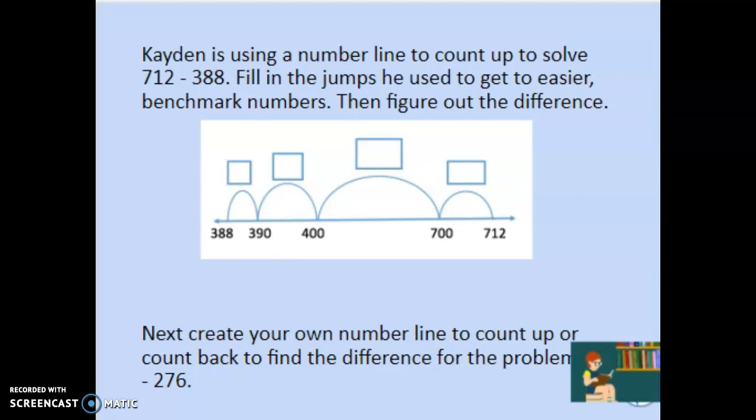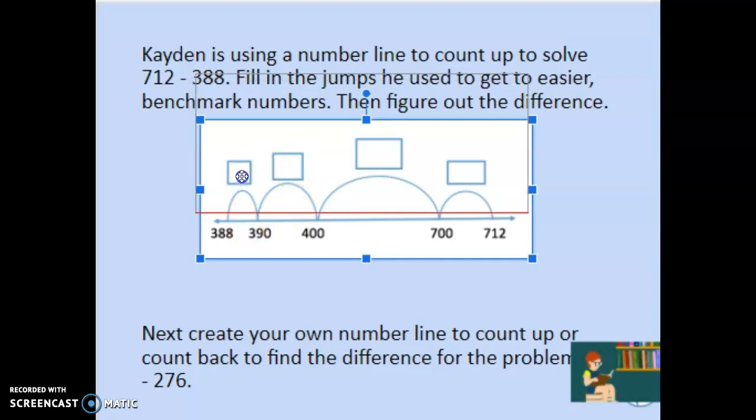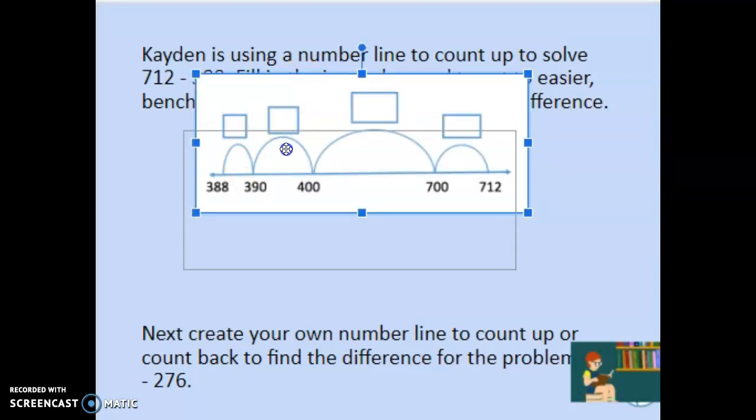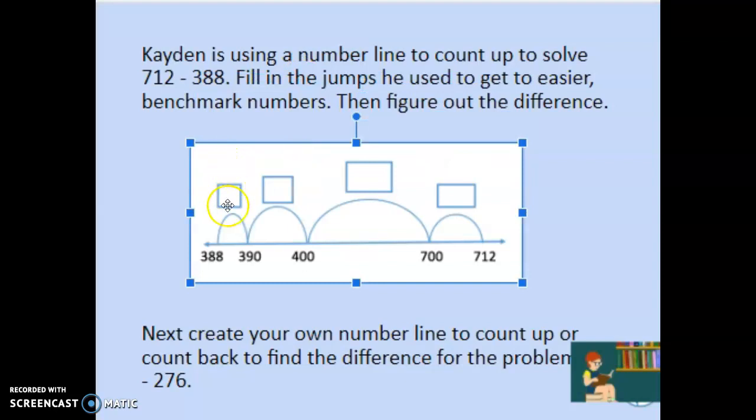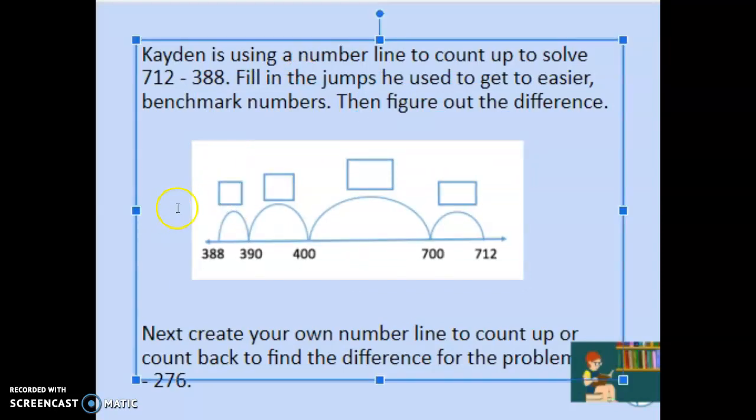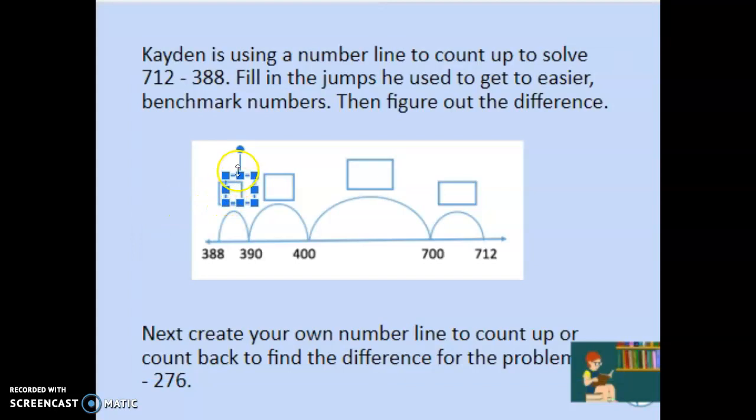We're going to fill in the jumps he used to get to the benchmark number, or to the easier benchmark number. Then we're going to figure out the difference. So if I'm looking at what he's jumping here, I want you to remember that these hops up here are going to determine the value of each hop, and it should equal the answer. Unlike the addition problem, this one should actually equal our answer here.